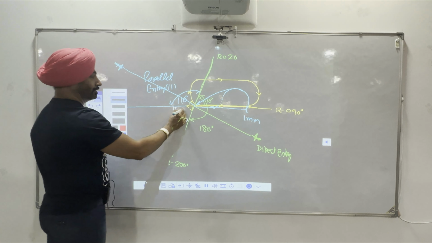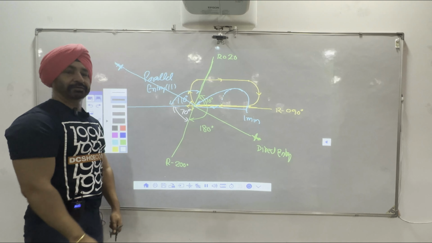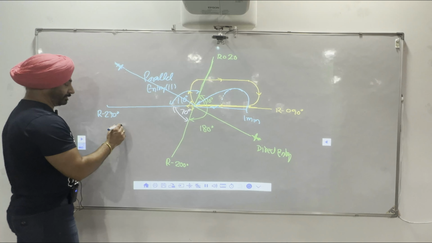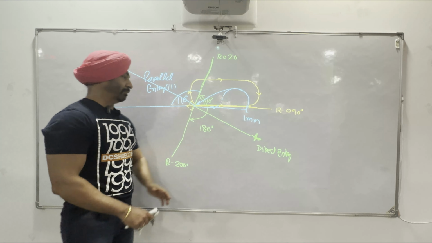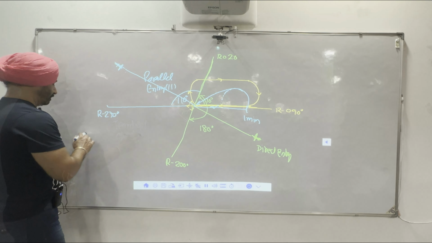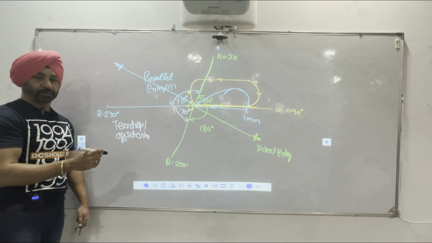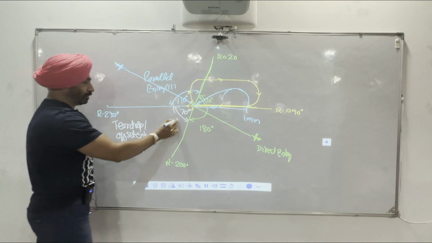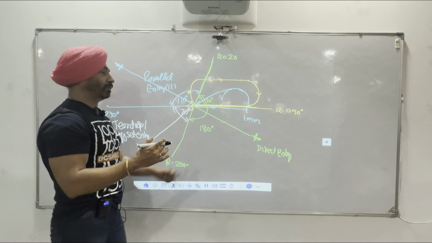This is 70 degree. This is called teardrop or offset entry. How much is remaining now? The teardrop or offset means, let's say if you are coming from this sector, you will come over the radio fix, then you will go offset.